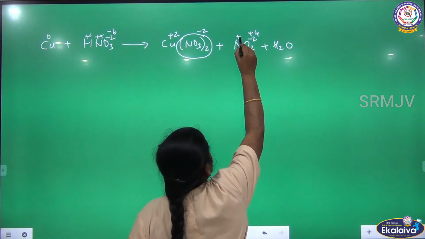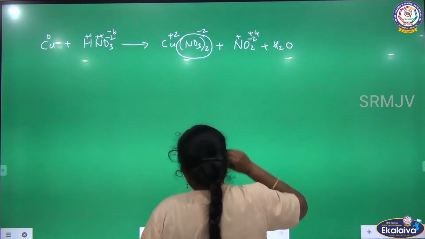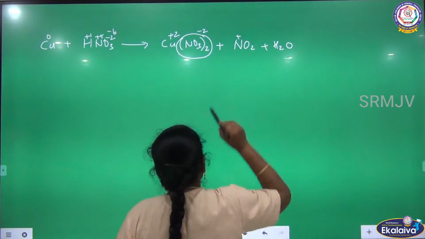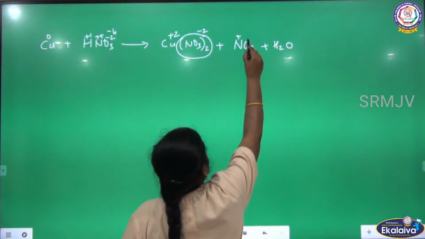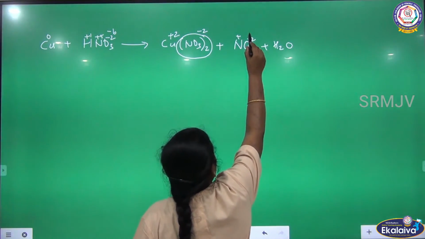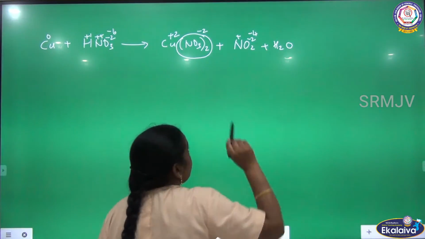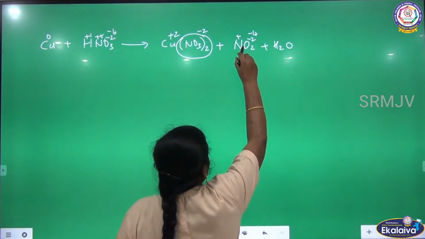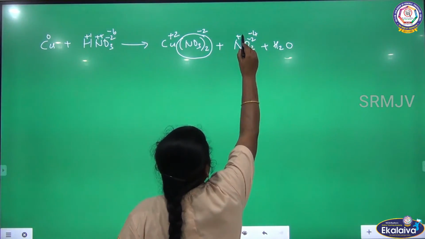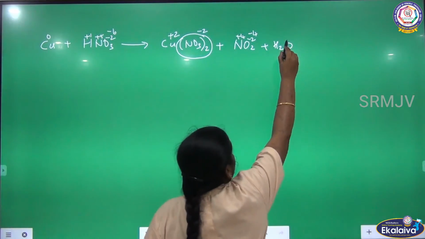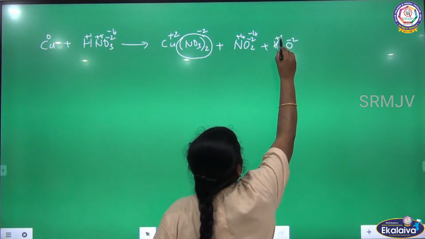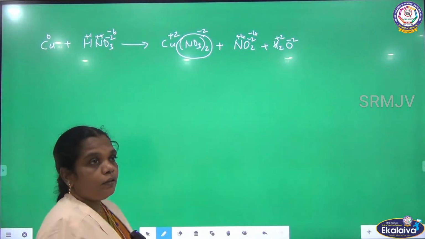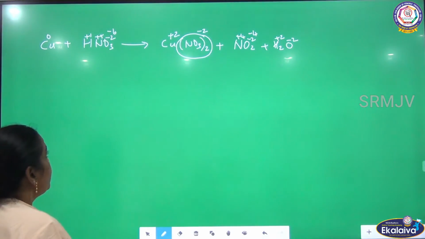So nitrogen has +4, and for this molecule the oxidation state of oxygen is -4. And next, nullifying this, it becomes +4, and then -2, +2 for the water molecule. Now you have assigned the oxidation number for all the elements in the given compound.